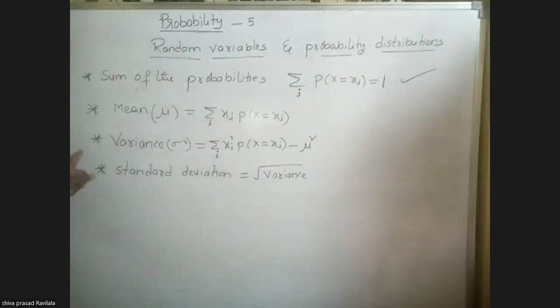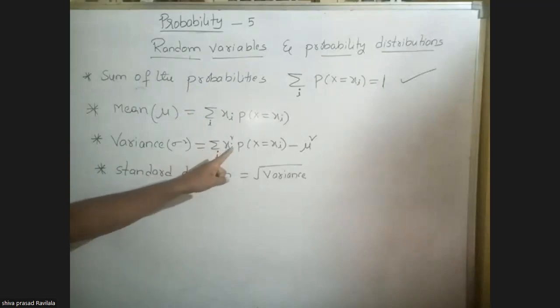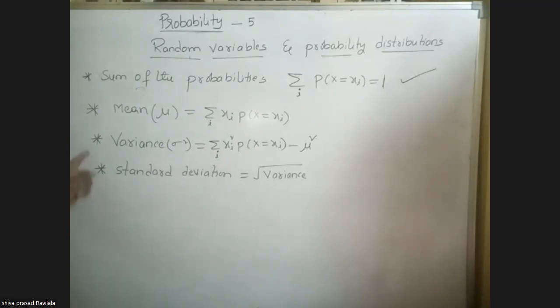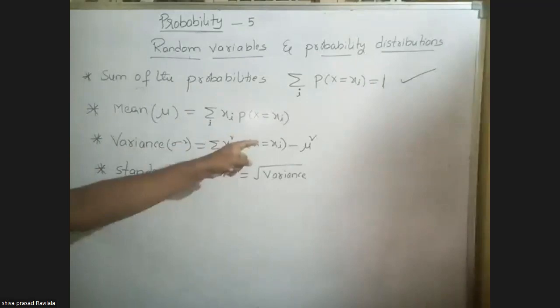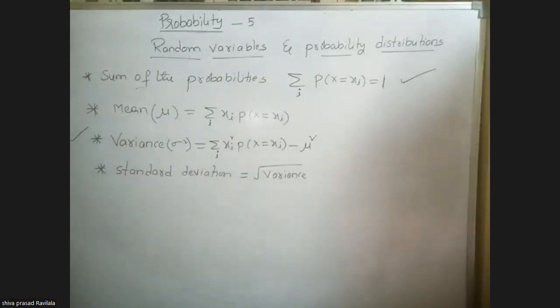Next one, variance. Mean is denoted with mu. Variance sigma square is equal to summation xi square into probability of x is equal to xi, minus mu square. Again, compulsorily you should find the mean. Without the mean we can't find the variance. And next one is standard deviation, the root of variance. If they ask for standard deviation, you should find the mean and variance in this condition.